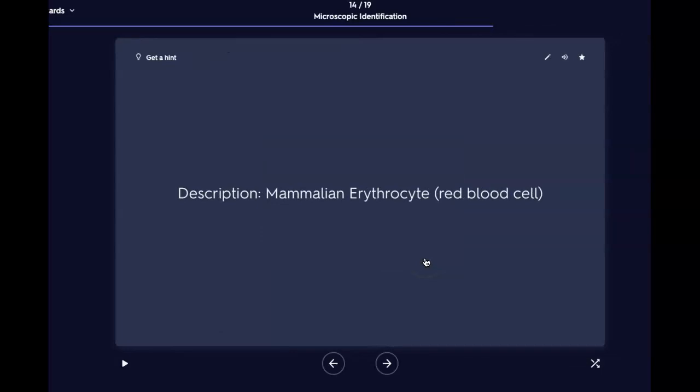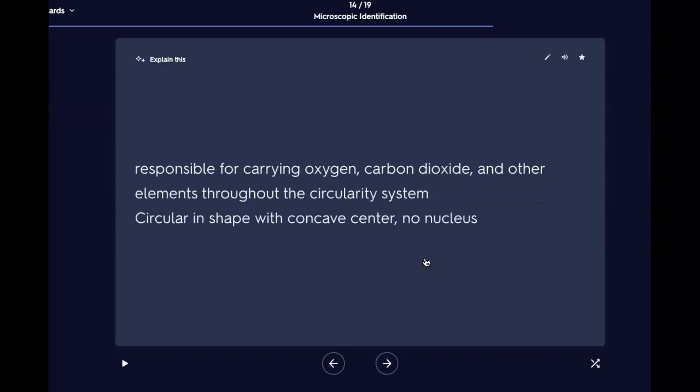Then we have a mammalian erythrocyte. Erythrocytes are red blood cells, and it's pretty nifty. Our red blood cells, regardless of animal species, carry oxygen, carbon dioxide, and other elements throughout the circulatory system. We have nitrogen in our bloodstream and other waste gases and products. The red blood cell is primarily transporting all the gases. We just often think about oxygen because that's the only way our oxygen is getting throughout our body, right?